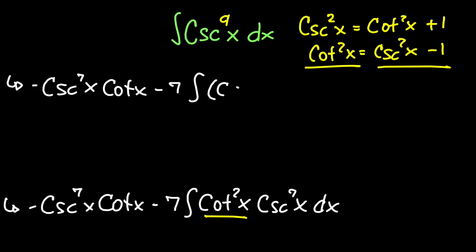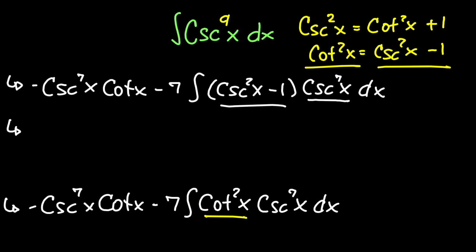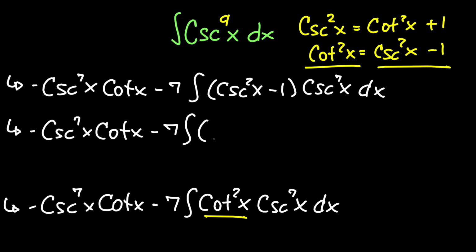So this should be the substituted cosecant squared of x minus 1 and copy the rest. And after that, you can distribute this one among the parentheses. Multiplying these two together would result in cosecant to the power 9 of x, and multiplying these two would be a negative cosecant to the power 7 of x of dx.